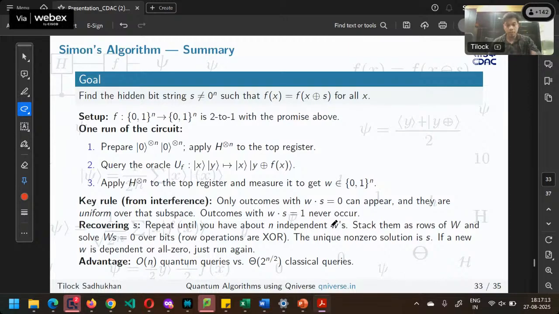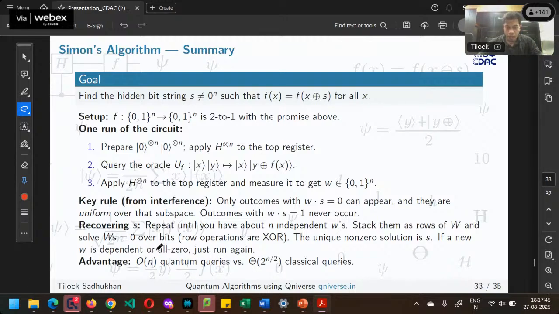Now, what is the advantage? The advantage is that if we try to solve it using a classical approach, we have to go through at least more than half of the inputs in the worst case scenario. That is of the order of 2 to the power n minus 2. You have to query function f one by one, and repeat this process for the worst case this much of time. But in the case of this algorithm, we can solve it using only one single query.